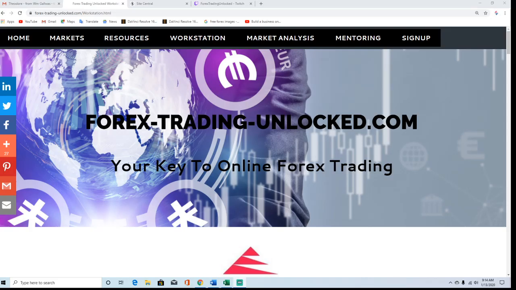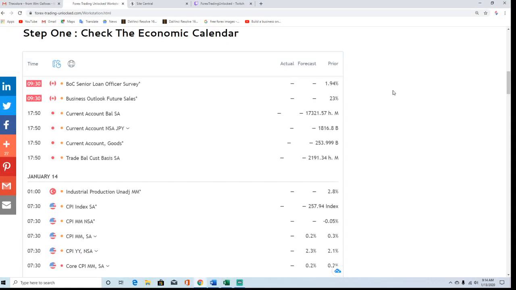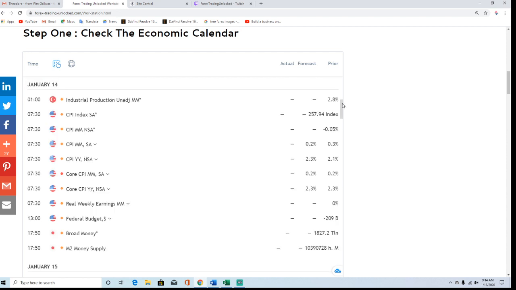With that, we'll go to our live screen, and we have the Forex-Trading-Unlocked.com website pulled up, and we have the workstation page, which you can access from our top menu bar. We have for Canada a couple of numbers coming out, for Japan a couple of numbers coming out, but pretty much everything is done for today.